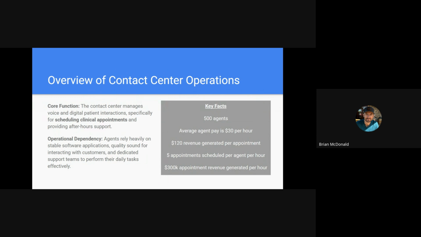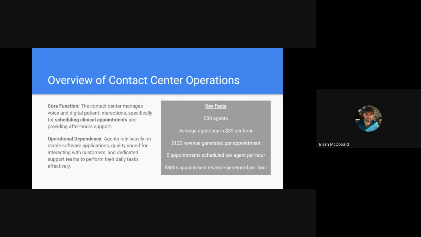From an operational perspective, they really heavily rely on stable software applications. Quality sound is a big deal too, because they're wearing headsets all day so that they can interact with their customers. And they also have dedicated support teams that assist them to perform their daily activities.